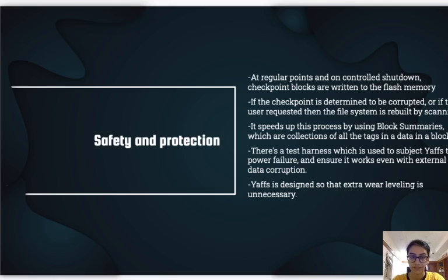using scanning. To do this, it makes a pre-scan to find the sequence number for all the blocks. Then it scans through the blocks backwards to build up the list of chunks that make up the objects. It speeds up this process by using block summaries. Now what are block summaries? It is the collection of all the tags in a block.